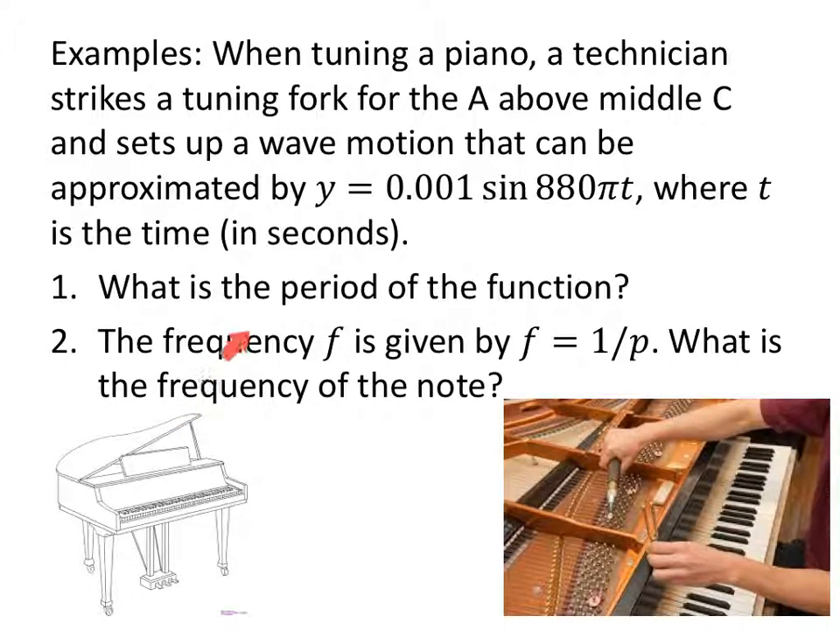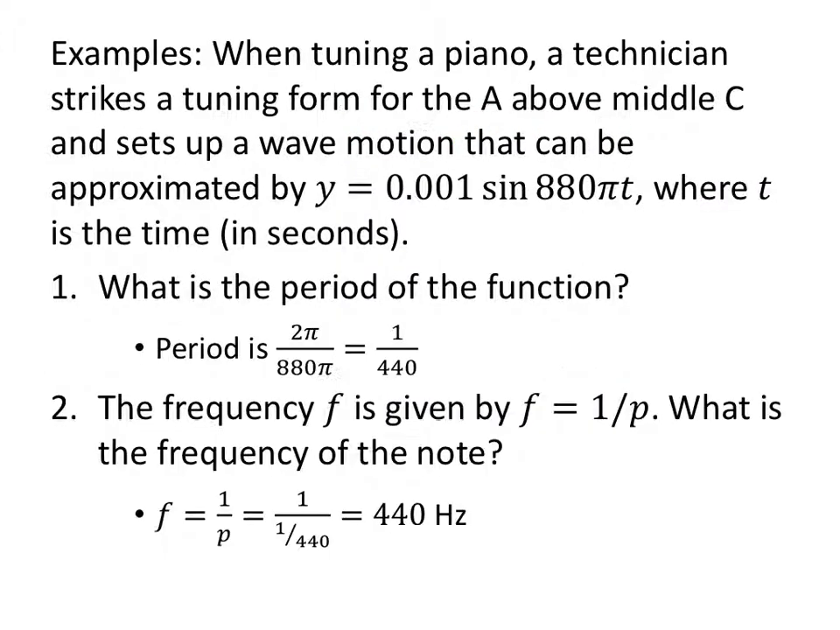What we're going to do is find the period of the function. The period just comes from whatever is multiplying my variable. The frequency f is given by 1 over the period. So I want to know the frequency of the note, the A above middle C. Well, the period is 2 pi divided by 880 pi, so that's 1 over 440.